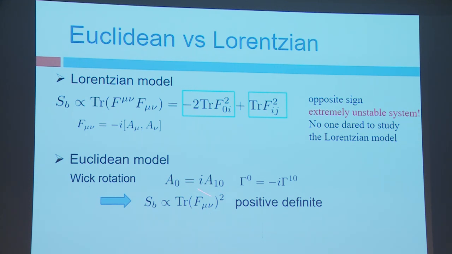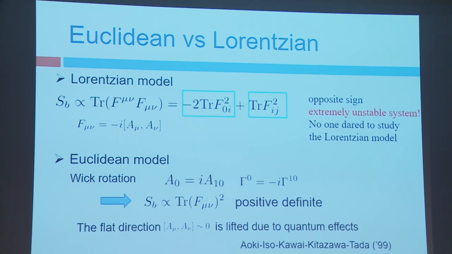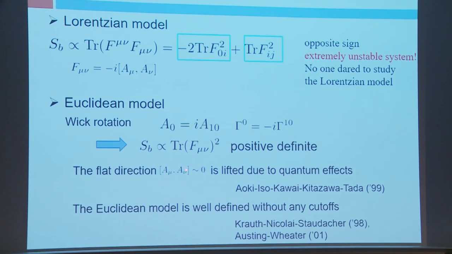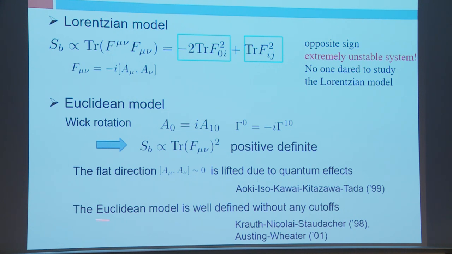On the other hand, the Euclidean model is obtained by the Wick rotation, which is given by this procedure. And then you obtain the bosonic action, which is positive definite. Furthermore, the classical flat direction, which is given by a configuration like this, is lifted due to quantum effects, as explained by Kawai-san yesterday. So finally, it was shown that the Euclidean model is well defined without any cutoffs.